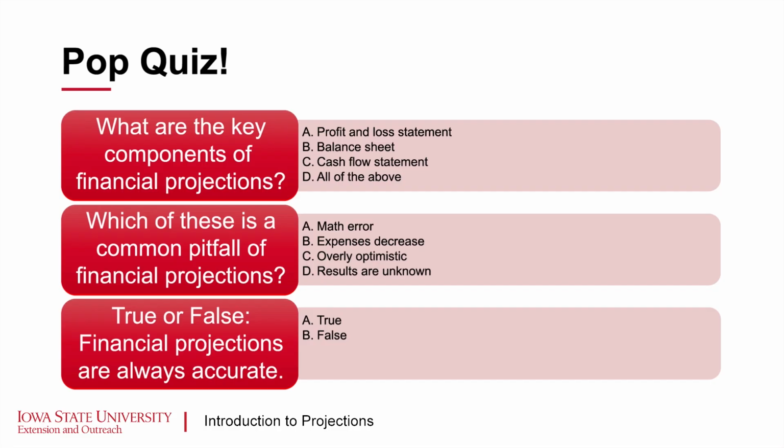Here are the answers. For the first question, what are the key components of projections? The correct answer is D, all of the above. The profit and loss statement, the balance sheet, and the cash flow statement all play a role in telling the full financial story. The answer to question 2 is C. A common pitfall when creating financial projections is being overly optimistic. And finally, the answer to question 3 is false. Financial projections are based on assumptions and best guesses, so they will not always be accurate. As a result, projections need to be adjusted regularly to account for new information.